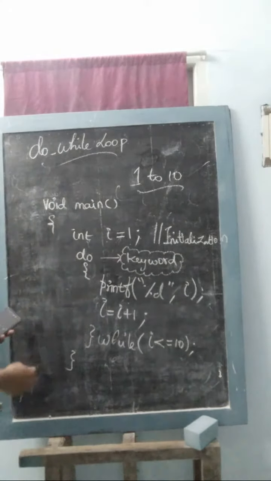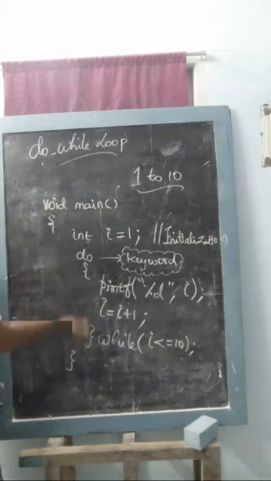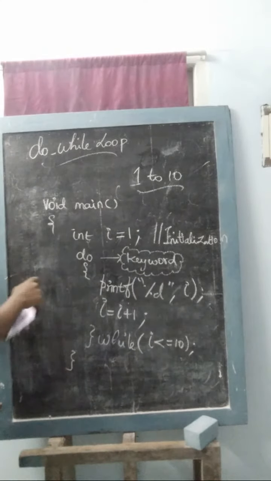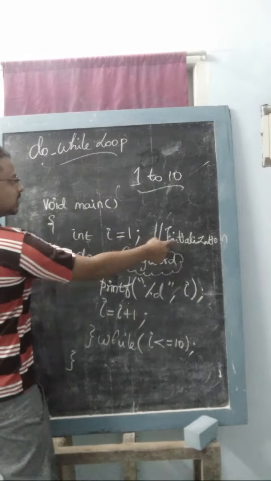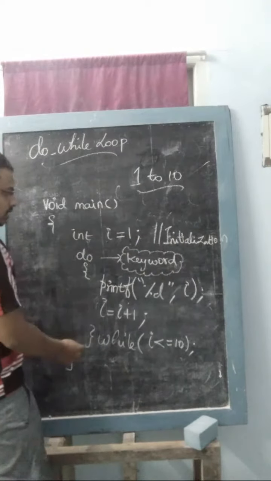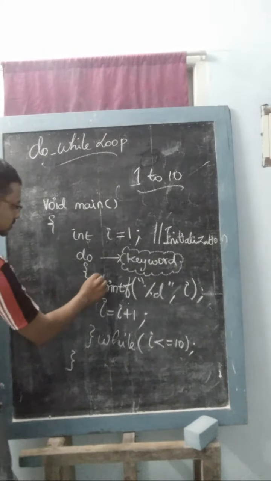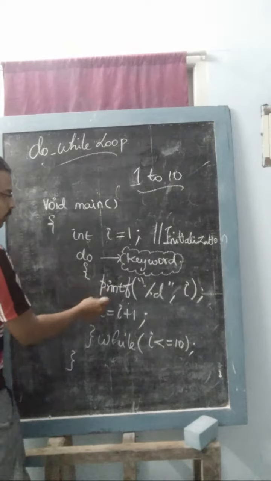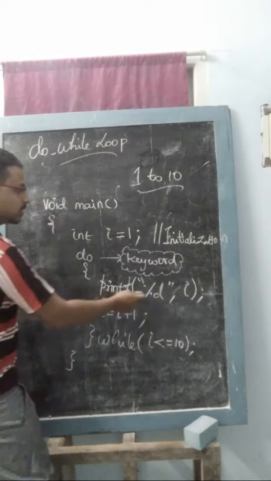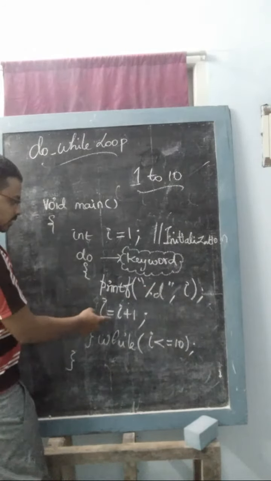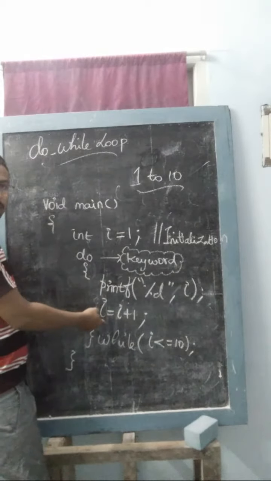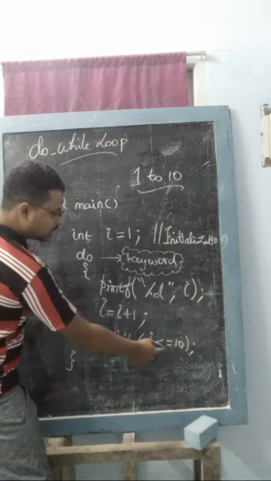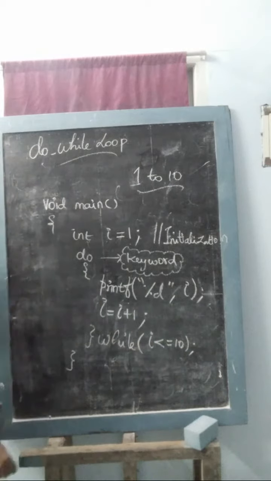Okay, noted that. I completed the program. We started with the initialization here, and then these are the statements. What we are going to print is the I value, and then I is equal to I plus 1. This is an increment, and the condition will be while I less than or equal to 10.